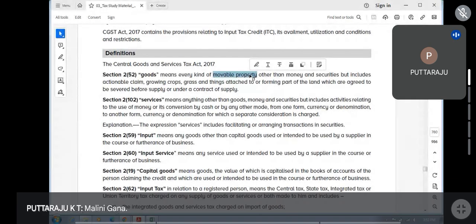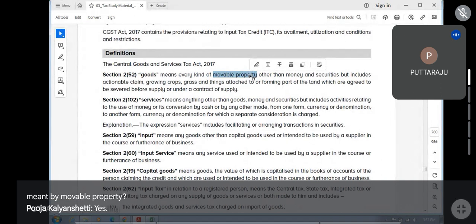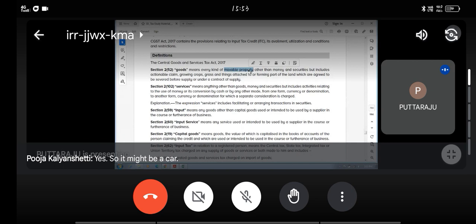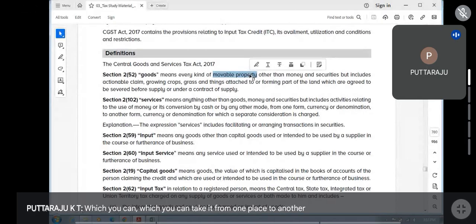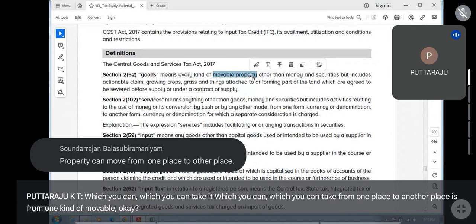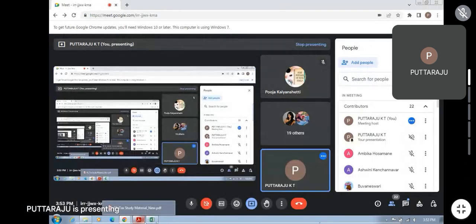Malini, Gahana, and who else? Maybe Pooja, who is from non-commerce. Yes, and commerce also. What is meant by movable property? It might be a car. Which you can take from one place to another place is called movable. Okay.